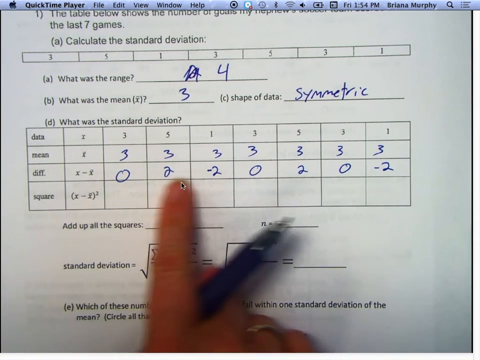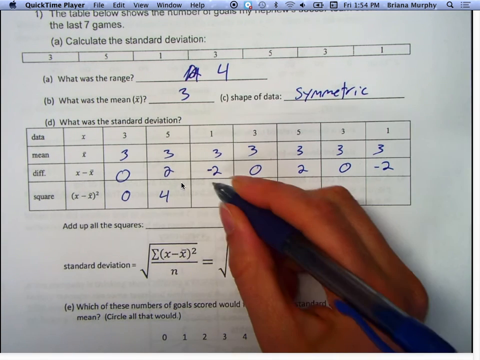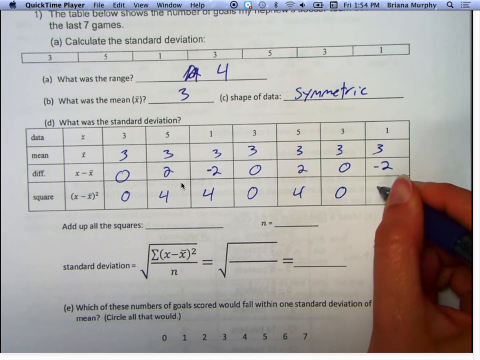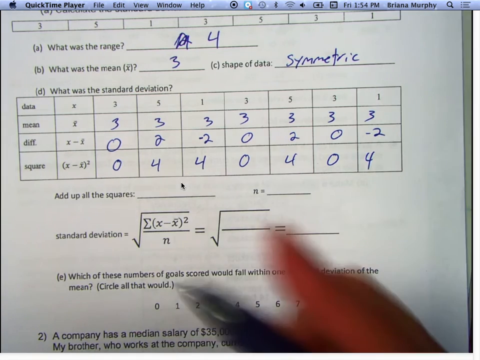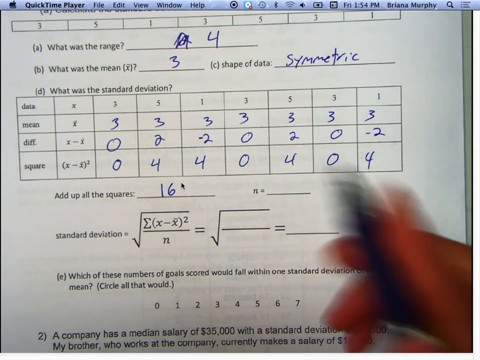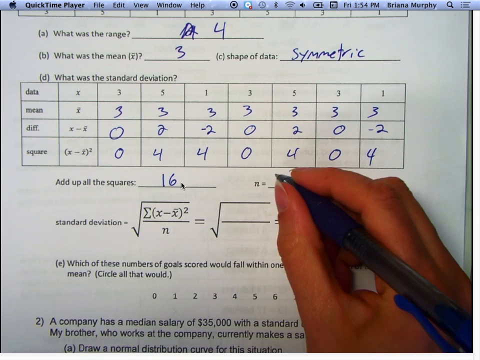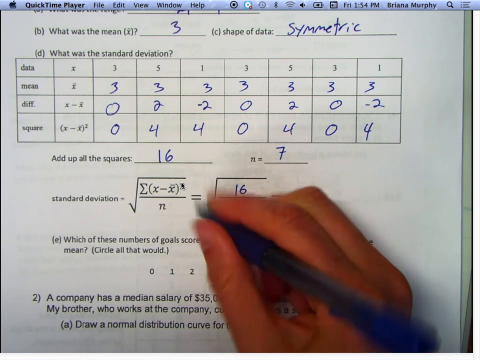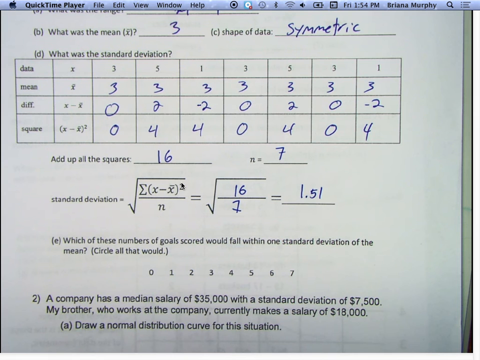Then I'm going to square this row that I just did. 0, 4, 4, 0, 4, 0, 4. Now, I'm going to add them all up, and I get 16. How many different numbers are there? 7. So I'm going to place this here. 16 over 7 square rooted gives me 1.51. You just put like 16 over 7 square root in your calculator.